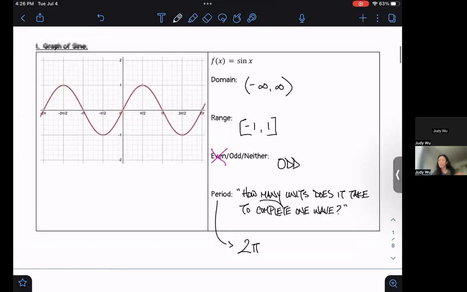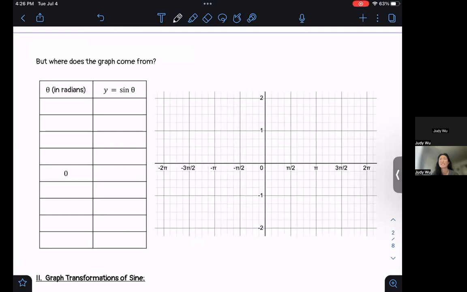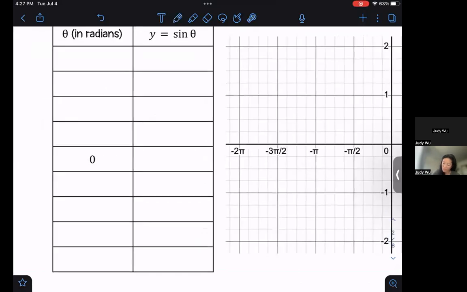All right. So we've talked about domain, range. We know that it's odd and that it has a period of 2 pi. But where does this graph come from? That's an important thing for us to ask ourselves. Sure, someone can give us the formula or a graph, but we kind of want to know where things come from. So we're going to actually use our unit circle values to help us plot a graph. All right, so I'm going to take this theta column. You notice I put 0 in here, and I'm going to have pi over 2, pi, 3 pi over 2, and 2 pi.